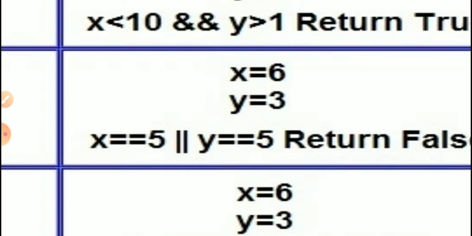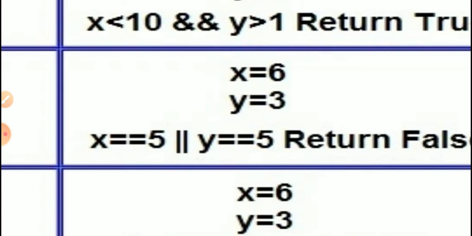So in this example, both the conditions become false. So this operator, that means the OR operator, returns false as its result. In this example, if any one of the conditions is true, the return value will be true. If both the conditions are false, the return value will be false.